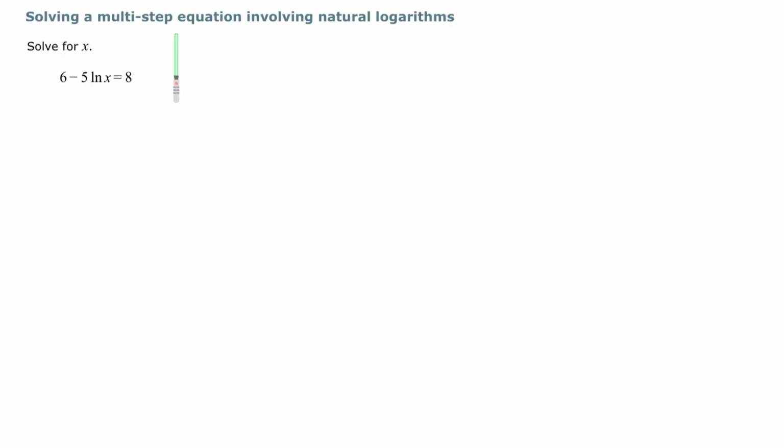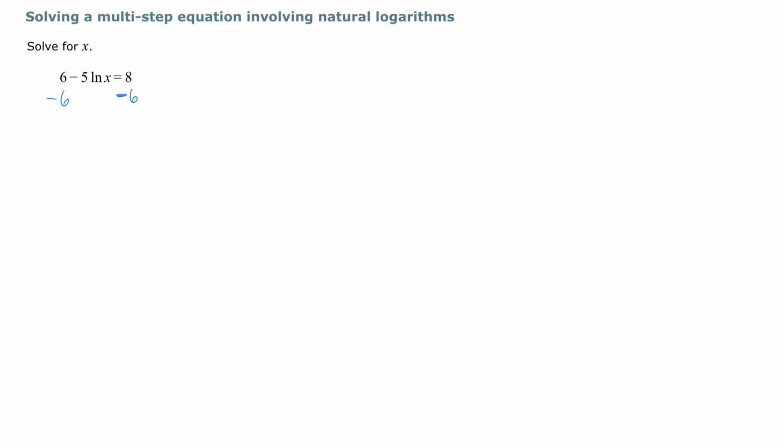Solving a multi-step equation involving natural logarithms. Solve for x. 6 minus 5 times the natural log of x is equal to 8. Well, intuitively, you would actually subtract 6 to balance the equation. We're trying to isolate the variable.